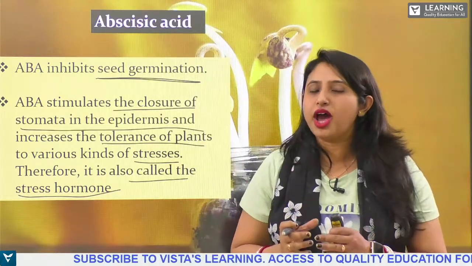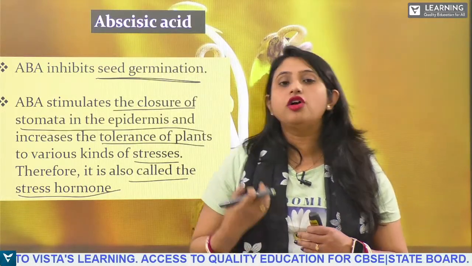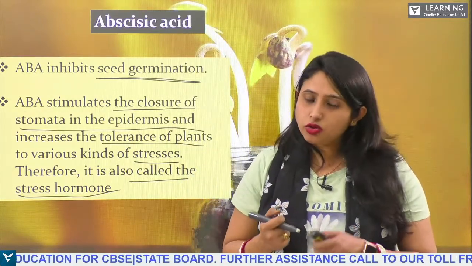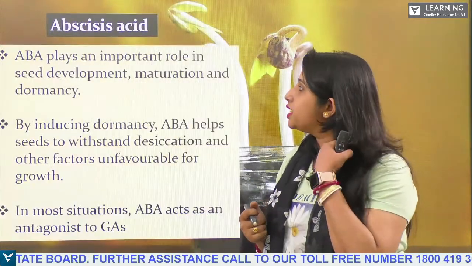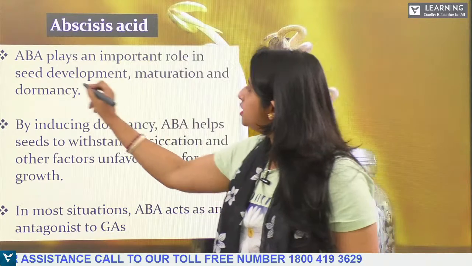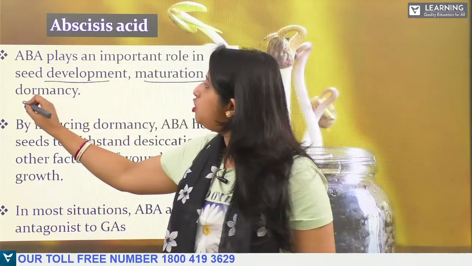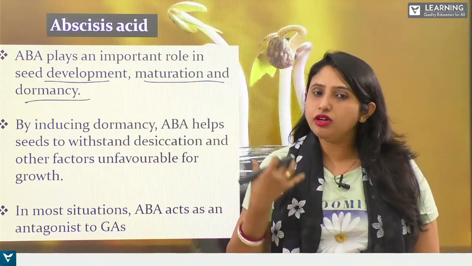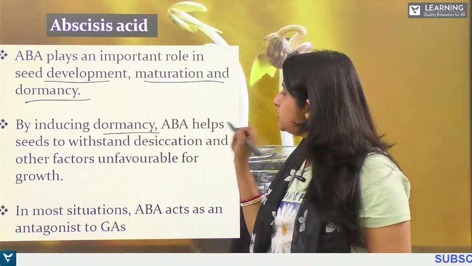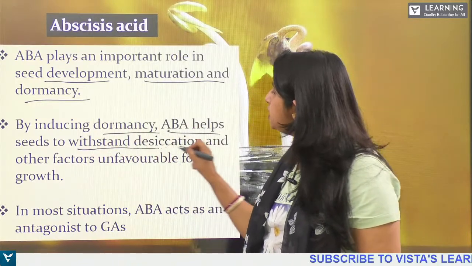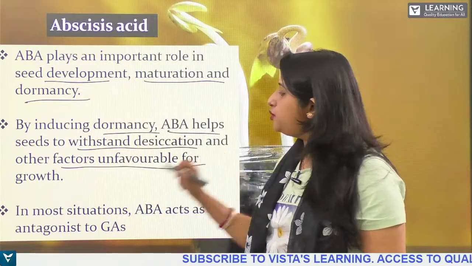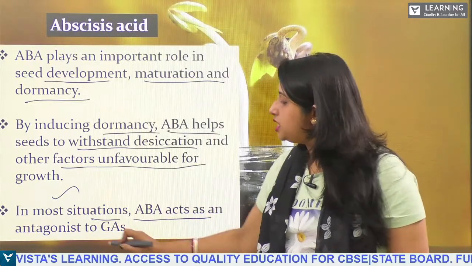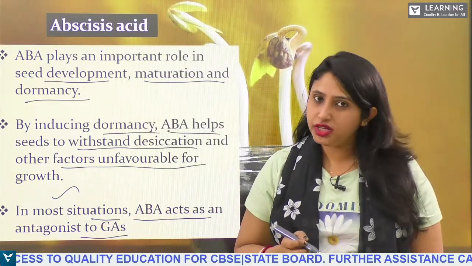So it closes the stomata, because of which the plant cannot respire properly, and it develops stress in the plant. That's why it is also known as the stress hormone, right? Next, it plays an important role in seed development, maturation, and dormancy. By inducing dormancy, abscisic acid helps seeds withstand desiccation and other factors unfavorable for growth. And in most situations, abscisic acid acts as an antagonist to gibberellic acid.